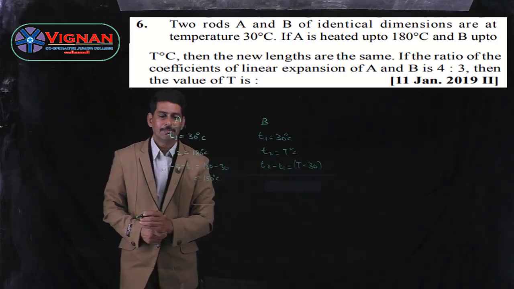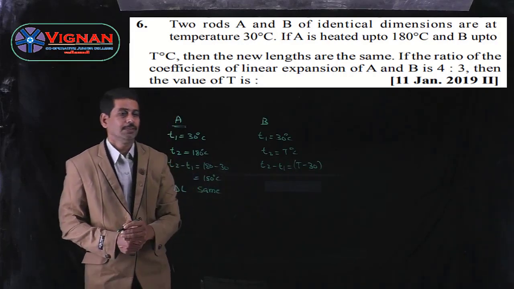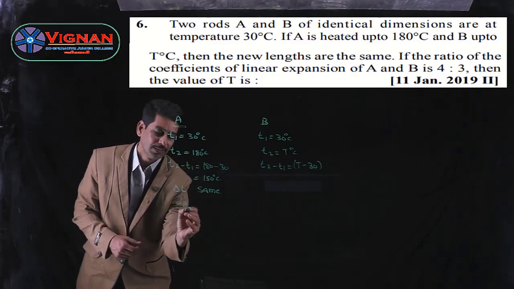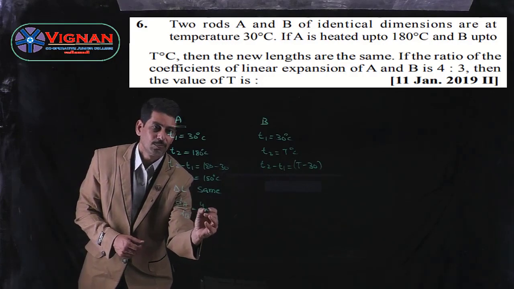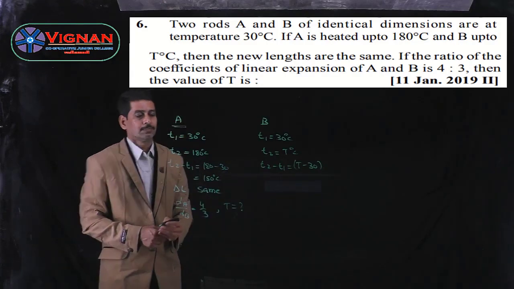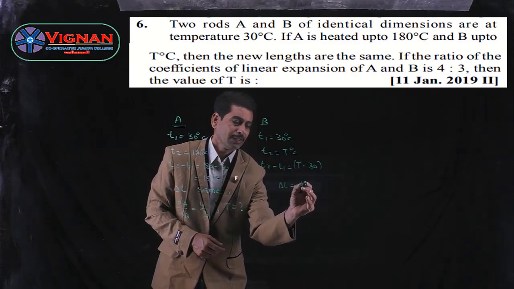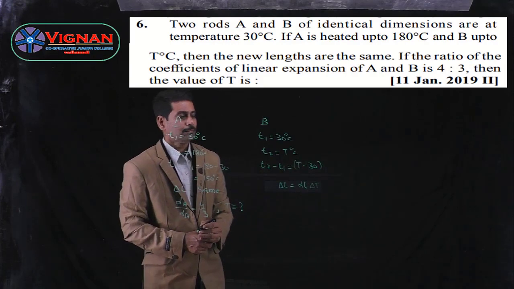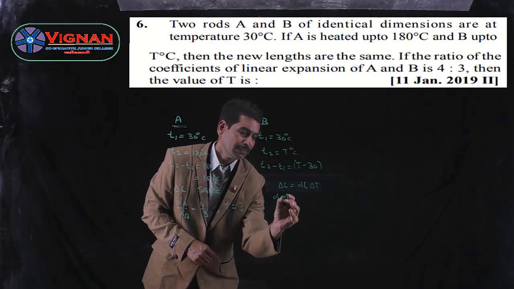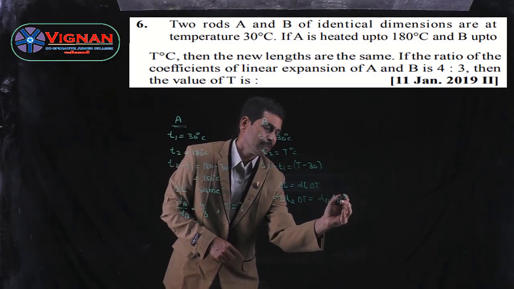And the new lengths are the same, that is delta L is the same for both rods A and B. And the coefficient of linear expansion is given as alpha A by alpha B is equal to 4/3. Then you have to find the value of T. So we know delta L is given by delta L is equal to alpha L into delta T. So delta L is the same for both the rods A and B. So alpha A, LA into delta T is equal to alpha B, LB into delta T.